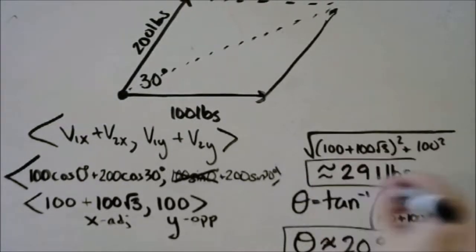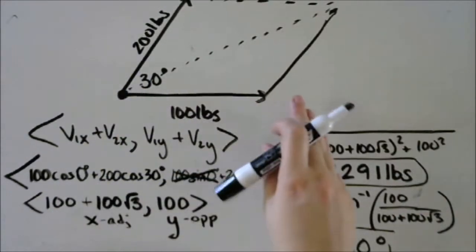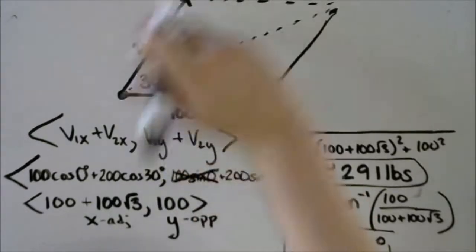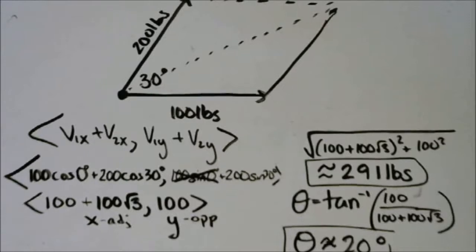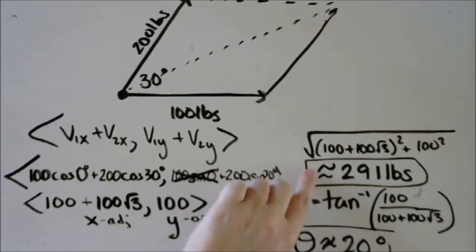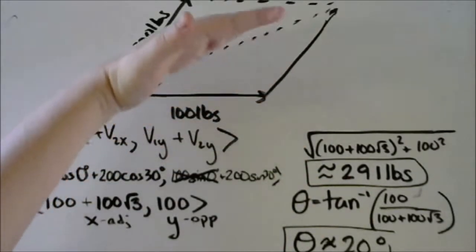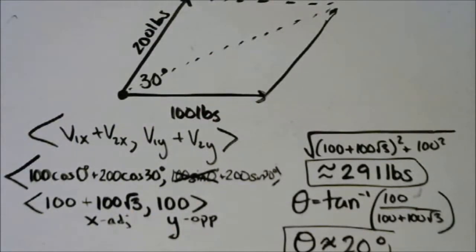So we find that if you have 100 pounds of force acting in one direction and 200 pounds of force acting 30 degrees away from that, you get a resultant force of 291 pounds that acts 20 degrees from the origin, from the positive x-axis. Let's try a more contextual example.